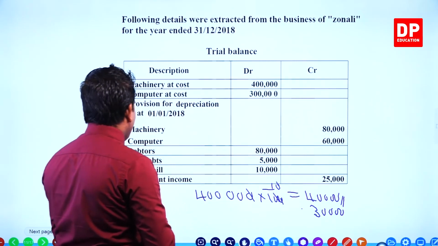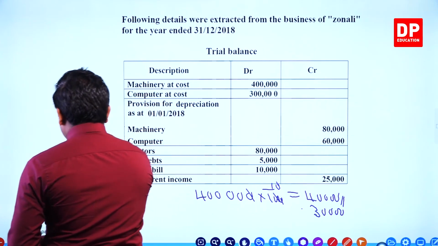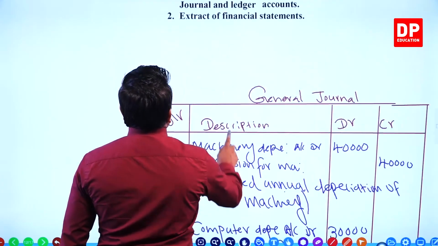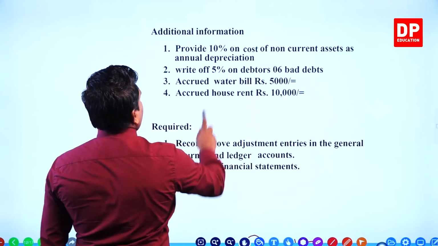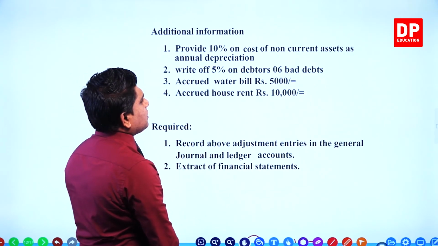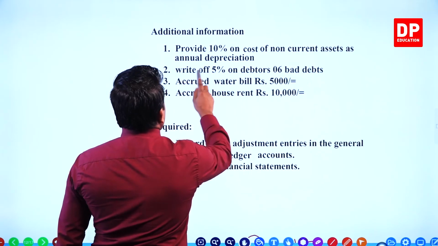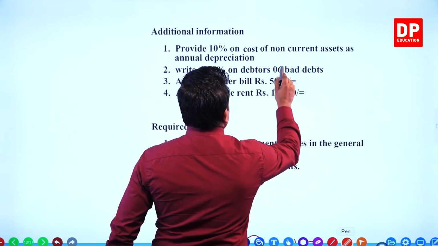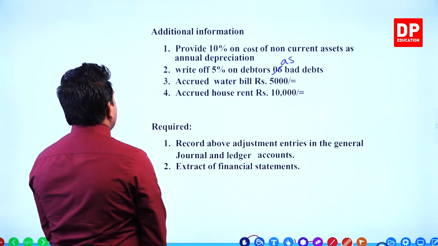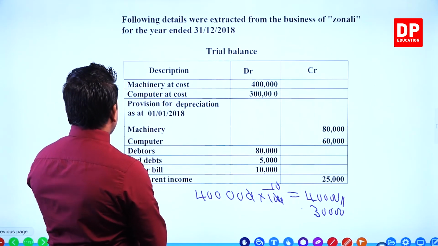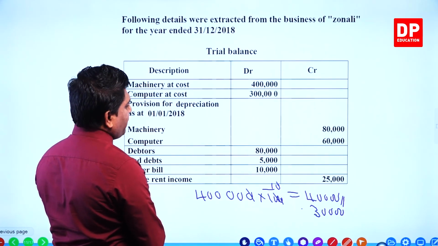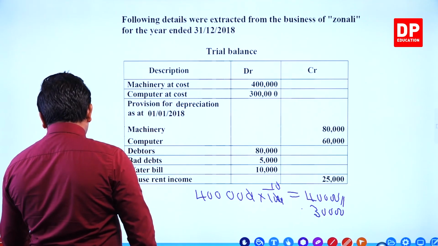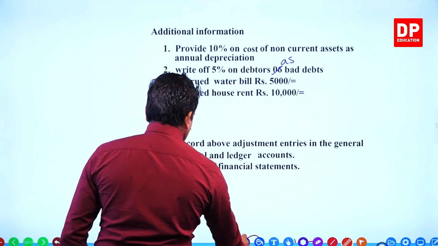General journal entry. Then the question is given: bad debts, write off 5% on debtors as bad debts. Then you see the amount of debtors, how much? Debtor value is given 80,000 into 5%. How much? 4,000. Right? 4,000. Then we can record this in the general journal, 4,000.